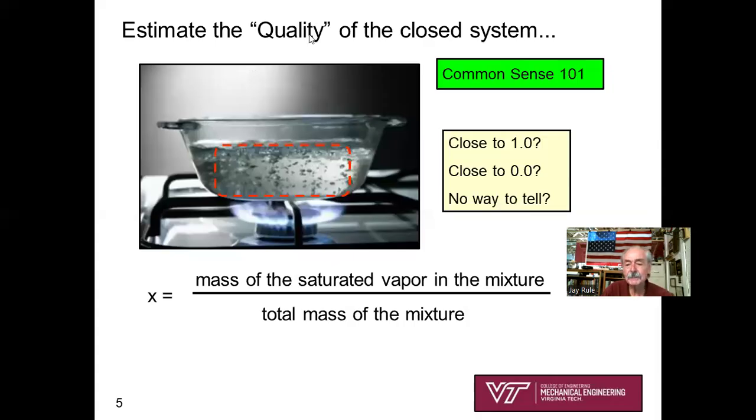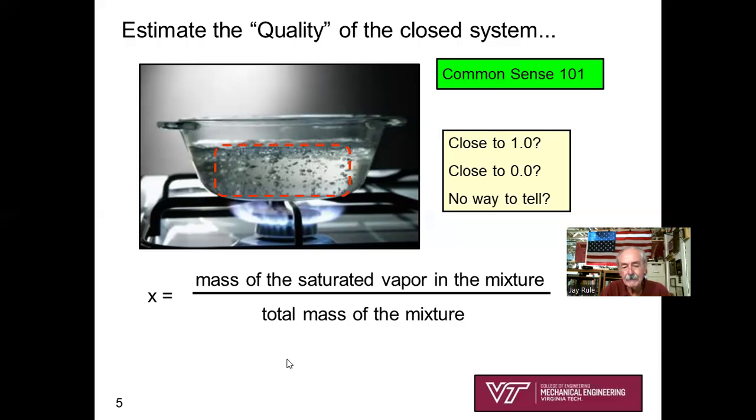Let's do a little mental exercise and apply some common sense 101. You see from my Pyrex bowl on the stove that water's boiling. I've drawn a dashed line to show my closed system. So I've scoped out that volume there as a closed system. And the question would be, can you estimate the quality for this image? Think about that. How would you quantify that with what you see?